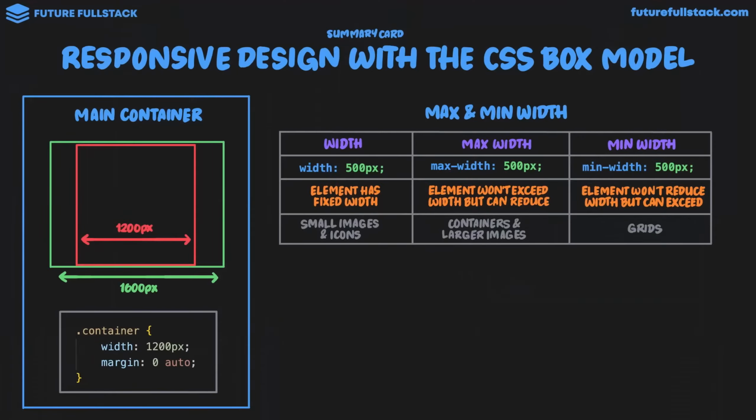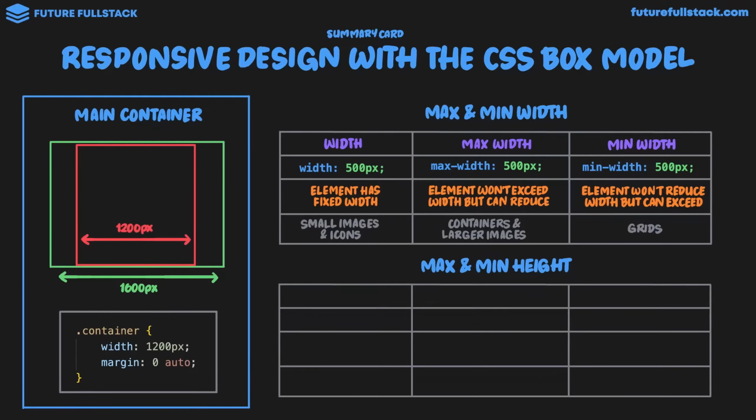Let's finish off by completing our summary card, responsive design with the CSS box model. In this chapter, we looked at max and min height. Just like max and min width, I'm going to be summarizing this all in this table. We started by looking at the simple height property. In CSS, it looks like this, and this is when an element has a fixed height. An example of where we can use this is on a nav bar.